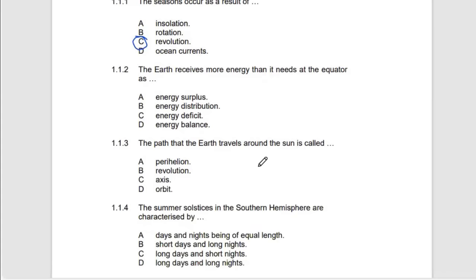Then, the earth receives more energy than it needs at the equator. What happens at the equator if more energy is received than what is needed? That gives us an energy surplus, which means we have excess heat being received there. We have a positive balance. Then question number 3: the path that the earth travels around the sun is called an orbit. That is D.